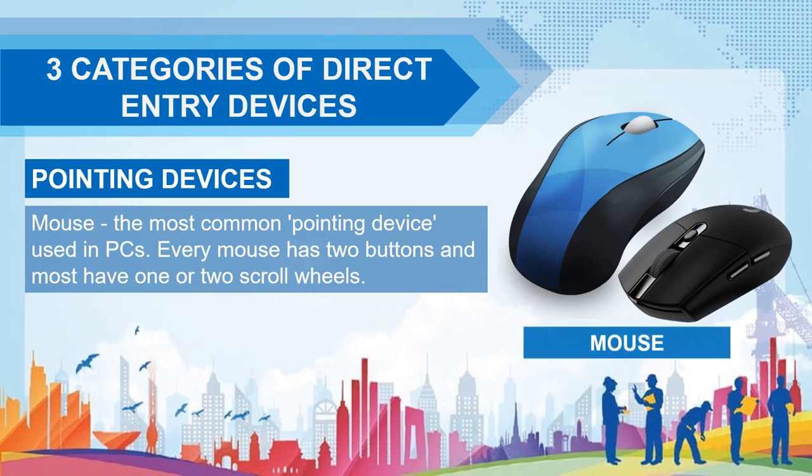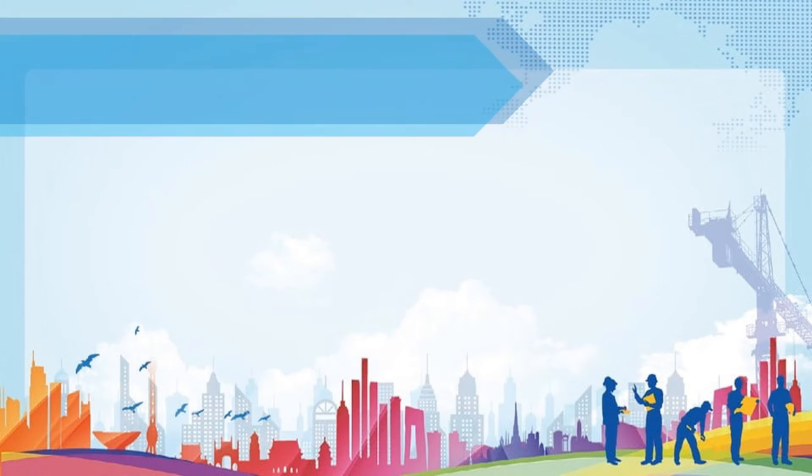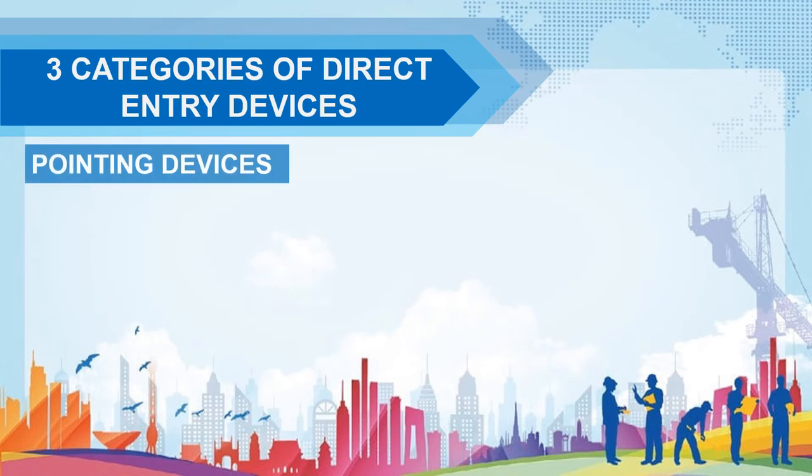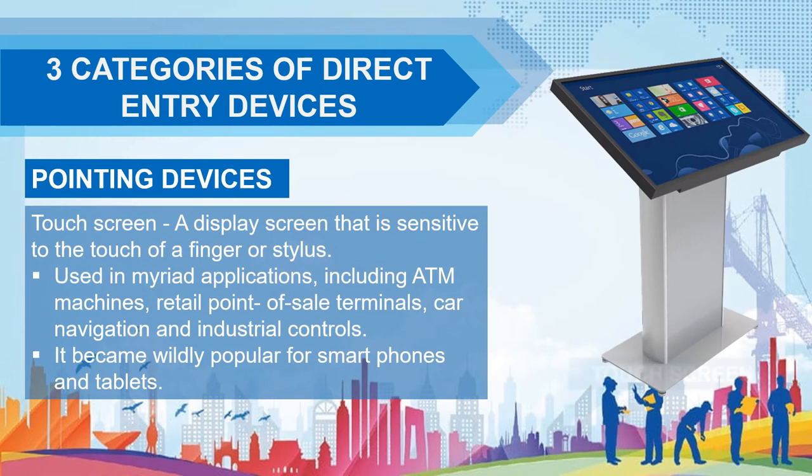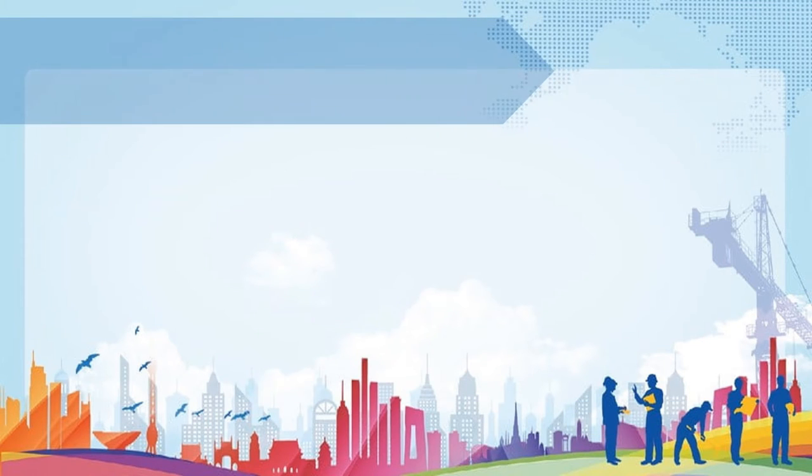1. We have pointing devices, an input device used to move the pointer on the screen. Examples of these are mouse, the most common pointing device used in PCs. Every mouse has 2 buttons and most have 1 or 2 scroll wheels. Another example of pointing device is the touch screen, a display screen that is sensitive to the touch of a finger or stylus, used in myriad applications including ATM machines, retail point-of-sale terminals, car navigation, and industrial controls.